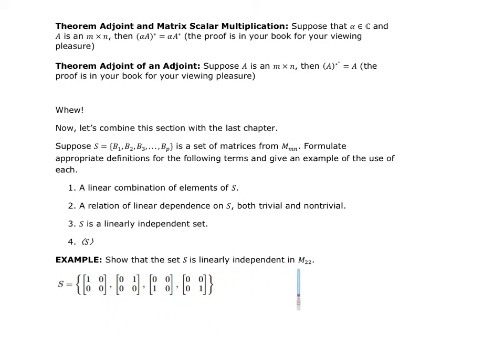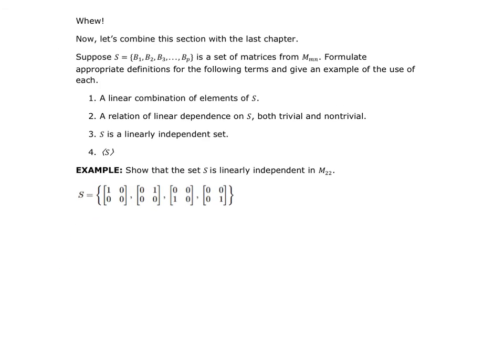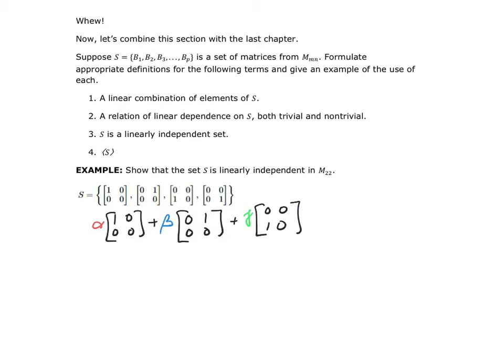We want to show that this set is linearly independent. To do this, we're going to choose some scalars, just like we did before. I'm just going to use the Greek letters. I'm going to do alpha times my first matrix, which is 1, 0, 0, 0. Then I add beta times my second matrix, which is 0, 1, 0, 0. Then gamma times my third matrix, which is 0, 0, 1, 0. And then delta times my fourth matrix, which is 0, 0, 0, 1. To show that this is linearly independent, this linear combination should equal the zero matrix.